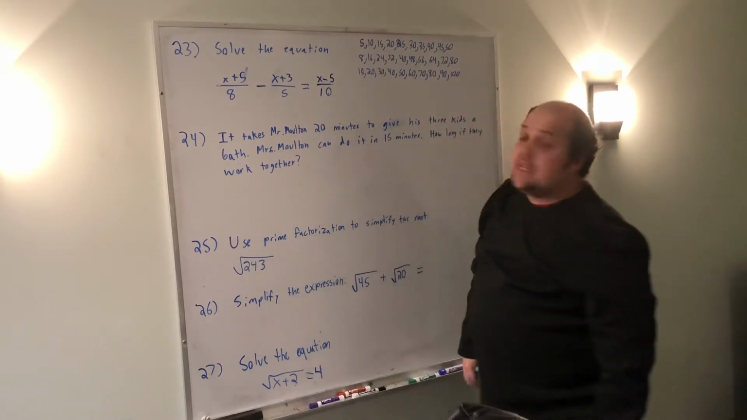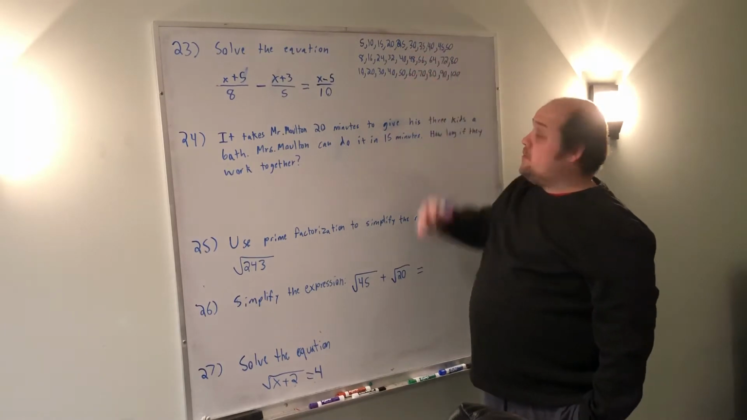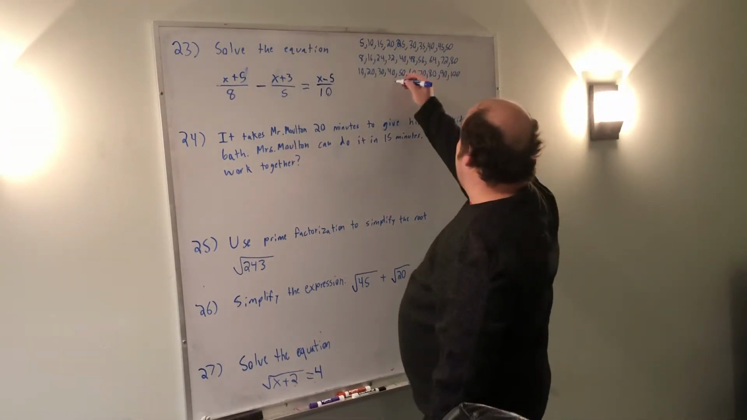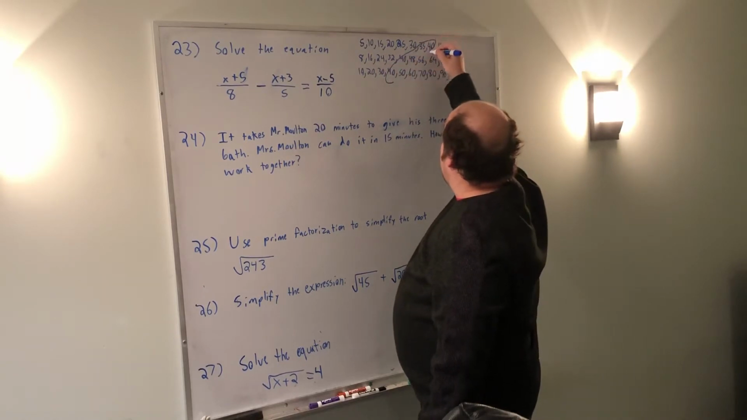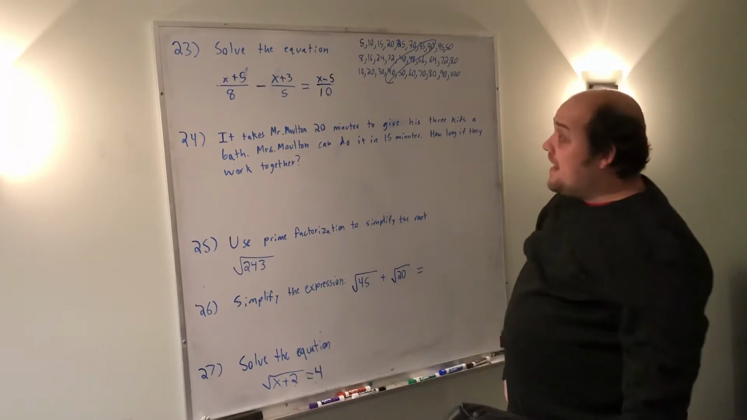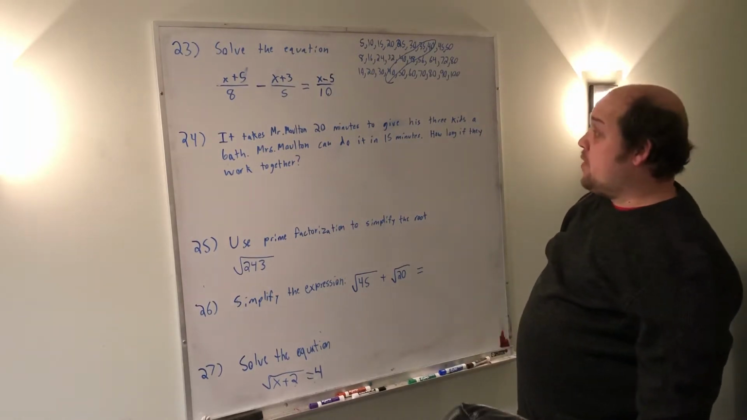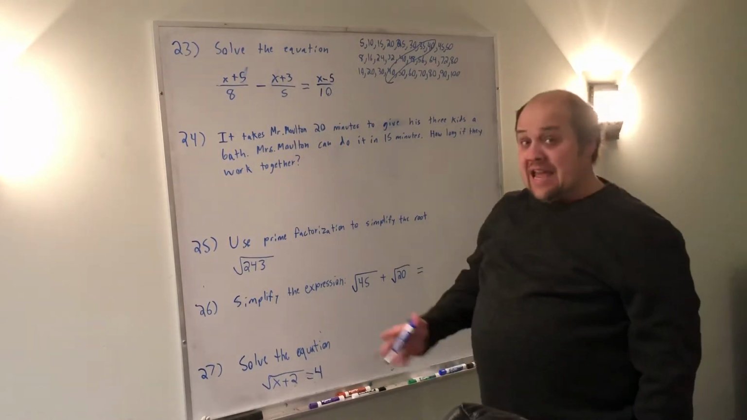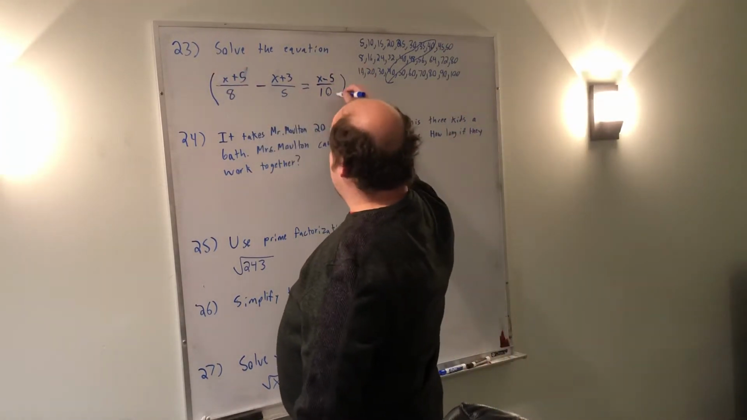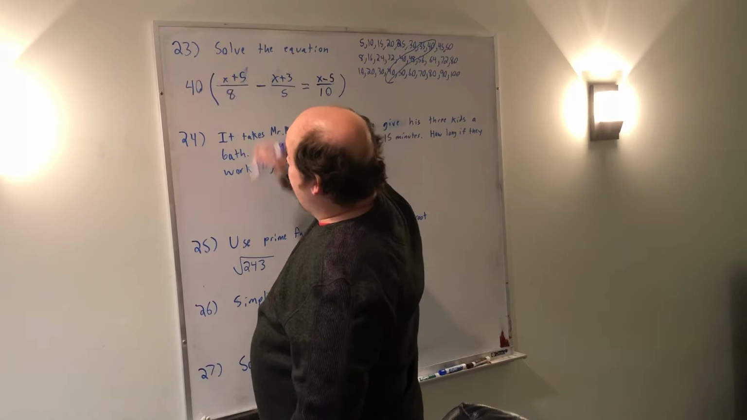I'm looking on this list, all three of them, to see what appears on all of them and the lowest number that appears on all of them. That would be 40. So once I've identified 40 as what I want everything to have as a common denominator, I multiply the entire equation by that common denominator of 40.